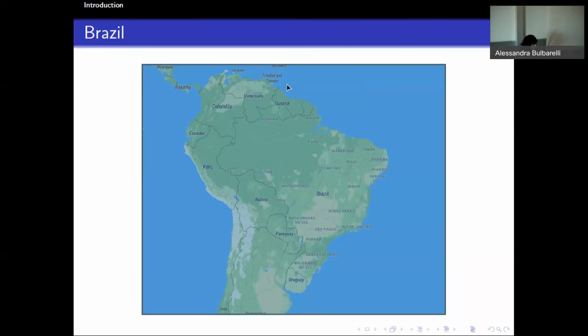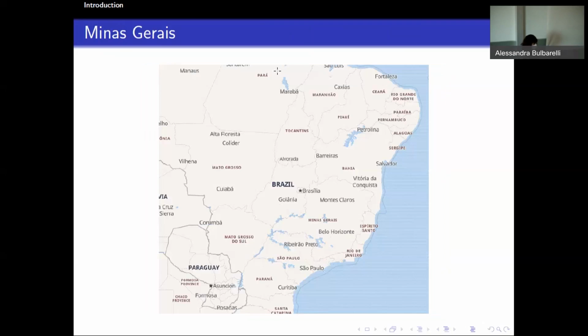And I will just start by showing where we are. So that's Brazil in South America. And the state of Minas Gerais is this, so I don't have the pointer there, it's just this part in the inland there.